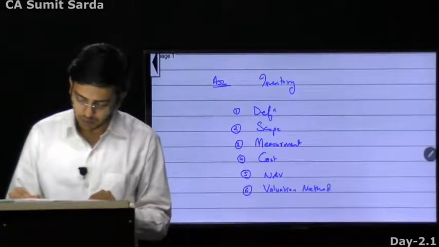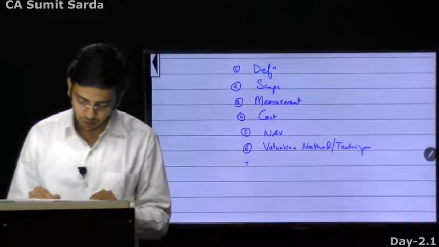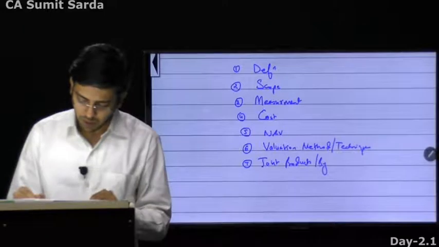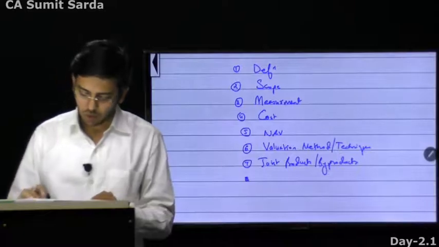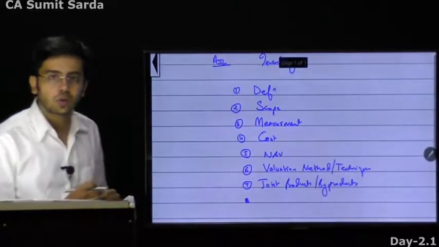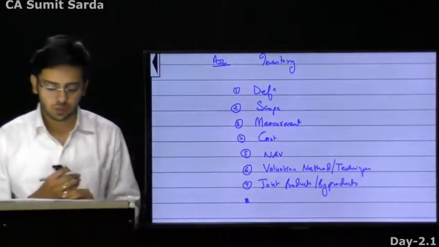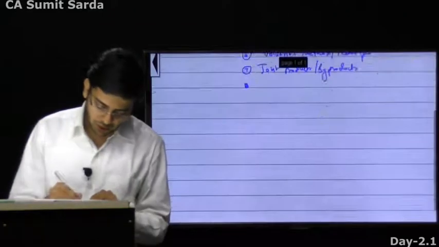There are valuation methods and techniques of valuation that we are going to see. Then we have to talk about joint products, byproducts. Okay. So overall this is what we are going to cover in this standard. These are the basic points we'll be covering, and we'll talk about as and when the things go on. So we'll move ahead. We'll start with the first part.